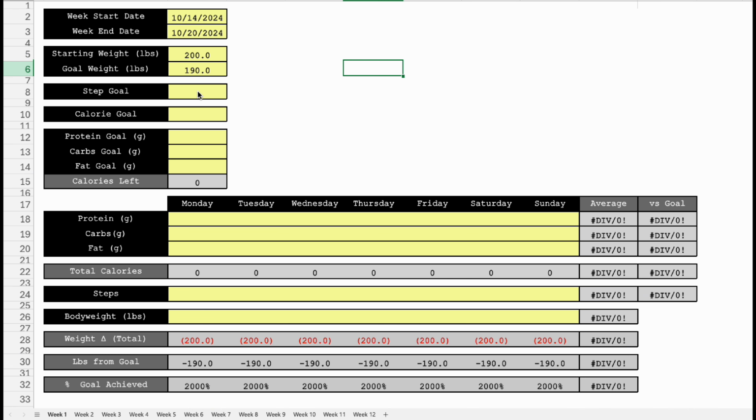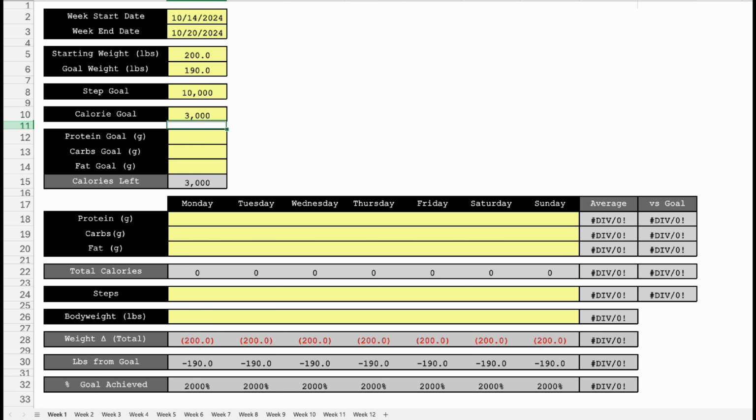I have an input here for your daily step goal. I suppose this is optional if this isn't something you want to track, but let's just say we're looking to hit 10,000 steps a day. And then after determining the weekly surplus or deficit that you're aiming for to reach your goal, you would know around how many calories you're looking to consume each day. Let's just say that is 3,000 for us.